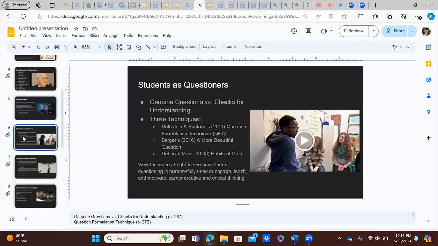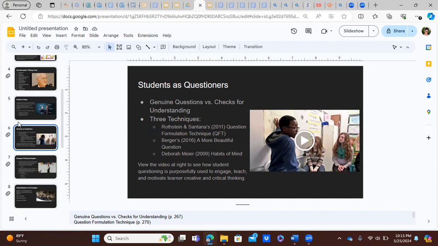So it's important for us to teach our students how to formulate genuine questions, questions that are beyond basic recall about our content, but more about what we mentioned above, the wondering of the content, the curiosity of the content. So we're going to talk about three different techniques here. The first is called the formulation technique, and that is by Rothstein and Santana. Again, these three techniques are efforts to help our students create genuine questions of their own.